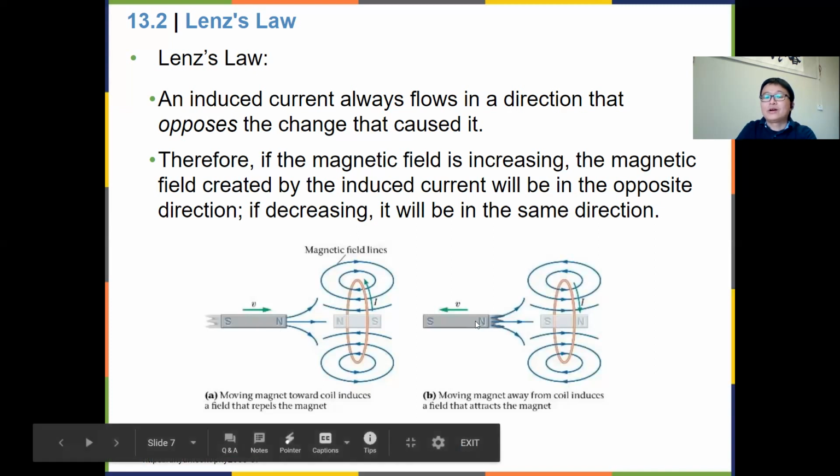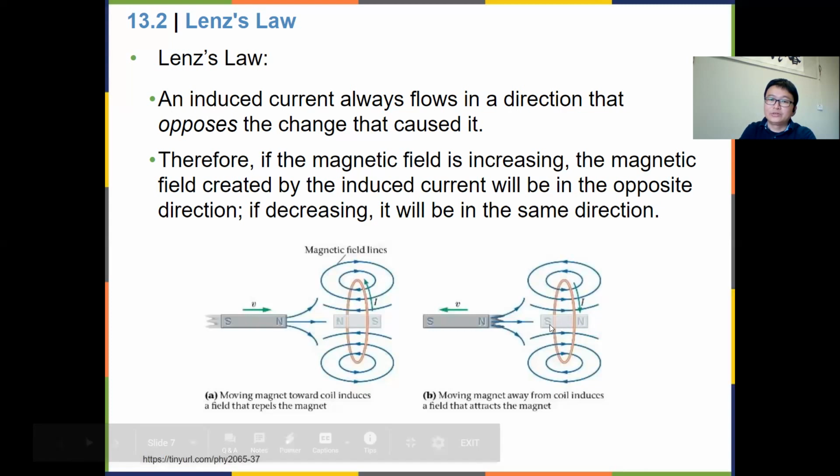Now, if you are going away, the induced magnetic field due to the induced current should oppose this bar magnet going away, which causes the magnetic field to get weaker at the position of the coil. So the induced magnetic field by the coil should have the same direction as this bar magnet, because it now opposes the decrease. It makes up a portion of the amount being decreased.